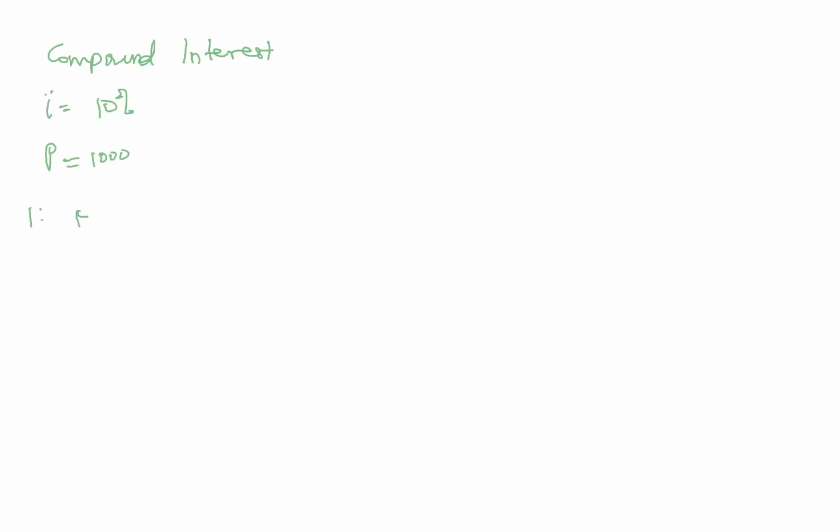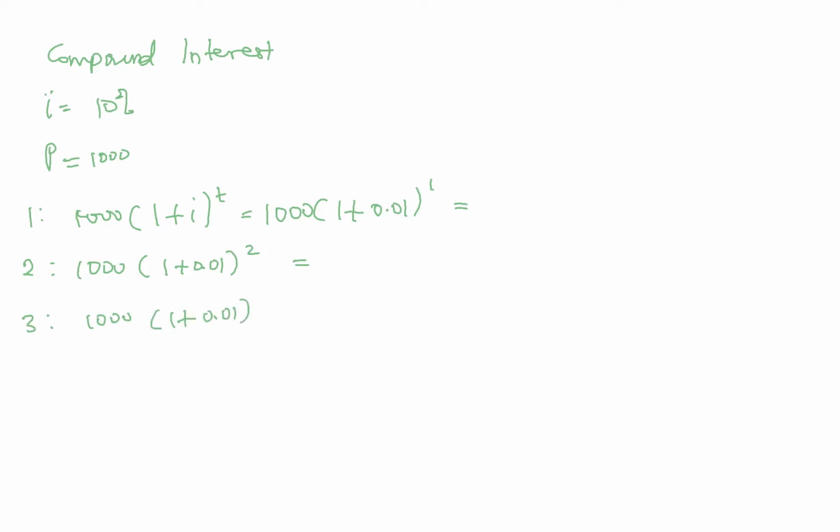is 1,000 times (1 plus i) to the power T, which is equal to 1,000 times 1 plus i, which is 10%, so 0.01, to the power T. We are looking at the end of the first year, so T is 1, and that will give you an amount. Then at the end of the second year, we have 1,000 times (1 plus 0.01) to the power 2. Third year, we have 1,000 times (1 plus 0.01) to the power 3. In the fourth year, we have 1,000 times (1 plus 0.1) to the power 4.